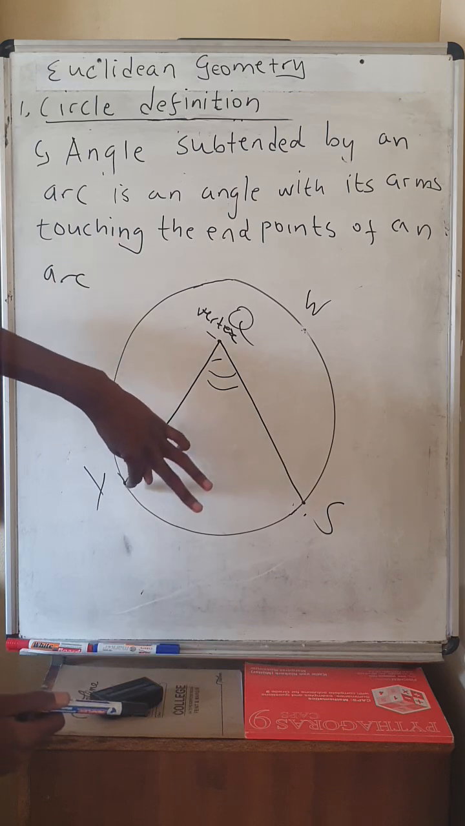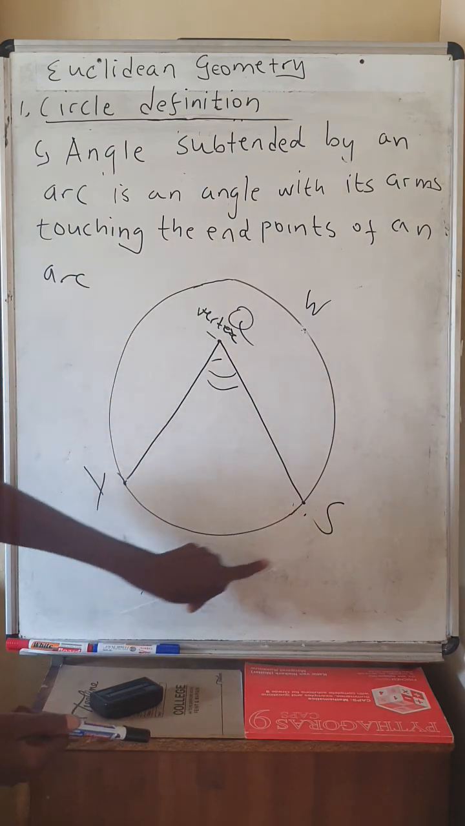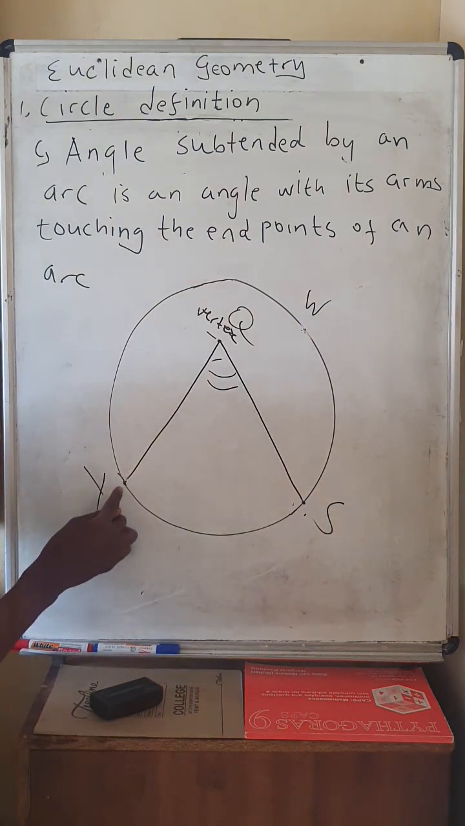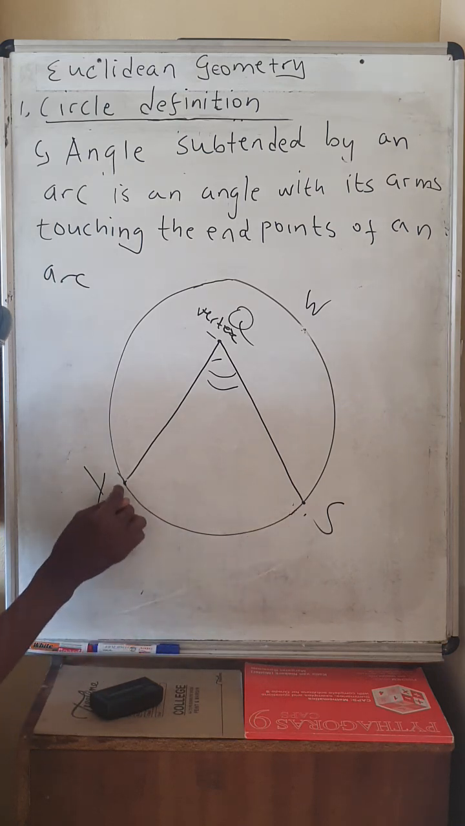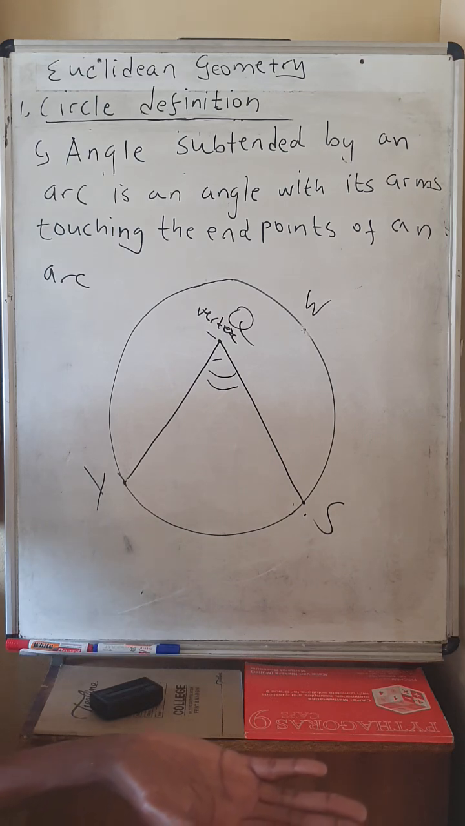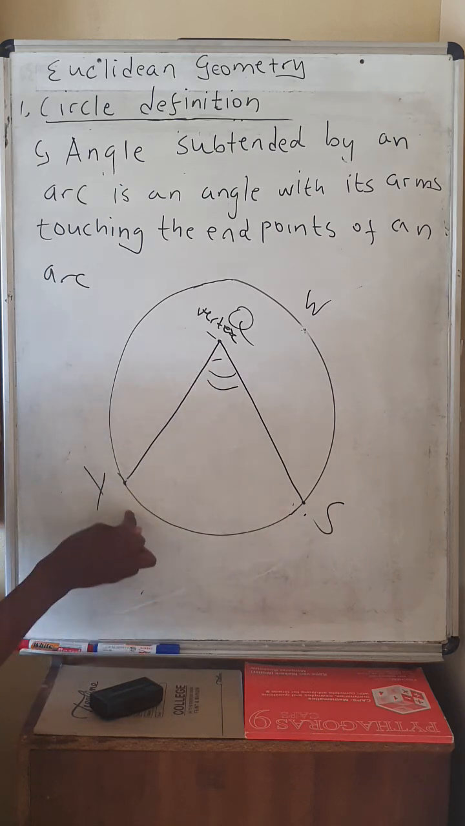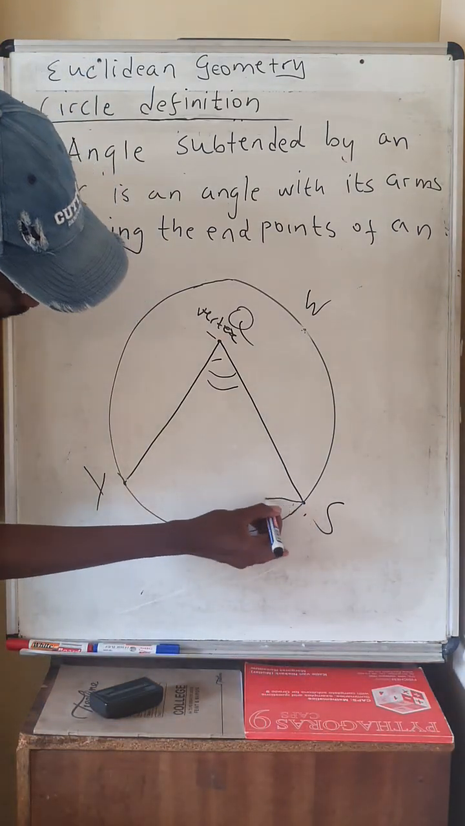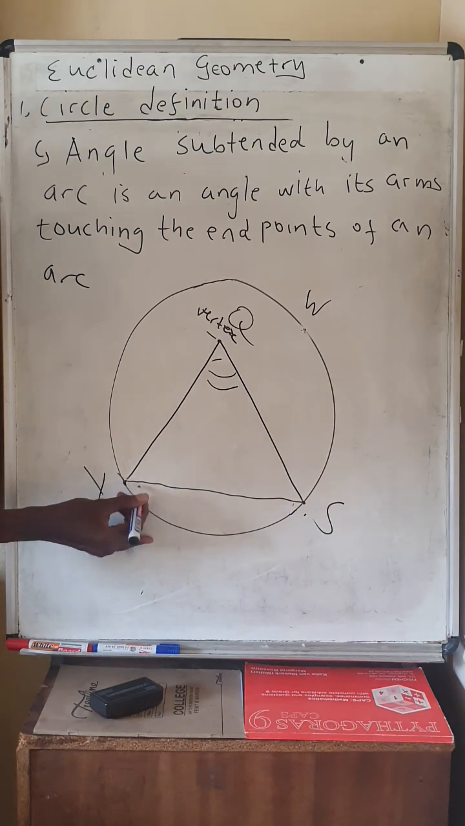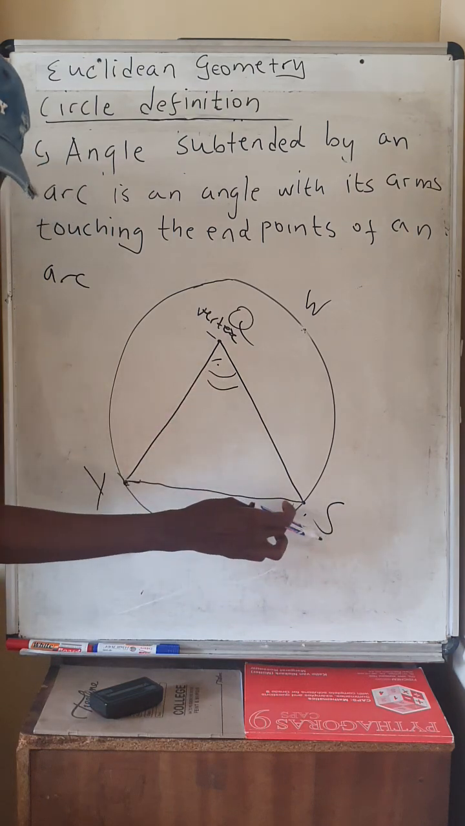If there isn't a line joining the points where the arms touch the circumference, then we say the angle is being subtended by an arc. Because in this case, you can see WS becomes an arc, and W and S become the end points. So, is there a line joining the 2 points here? No. Therefore, this angle is subtended by an arc. But if there was a line joining the 2 points where the arms touch the circumference, then in this case, you will say the angle is subtended by a chord. So that's how it works.